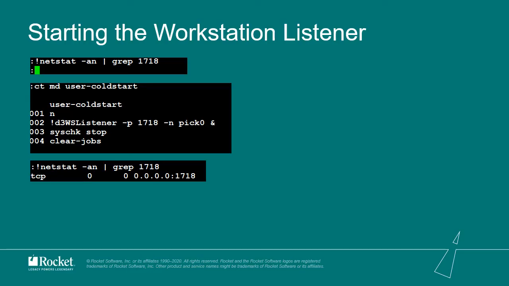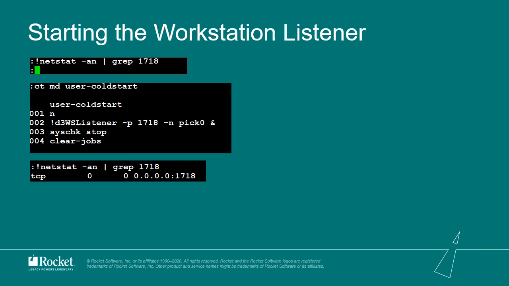Let's log on to the DM account on a D3 Unix server. From TCL, do a netstat -an and grep for 1718 to verify that there is no listener on TCP port 1718. d3ws listener is the command we use to start the workstation listener. If run with no options, it will start a listener on TCP port 1718 for the PIC0 VME. But in my experience, it's a good idea to specify the TCP port and VME even if you're using the default values. If for no other reason, then it's more self-documenting.